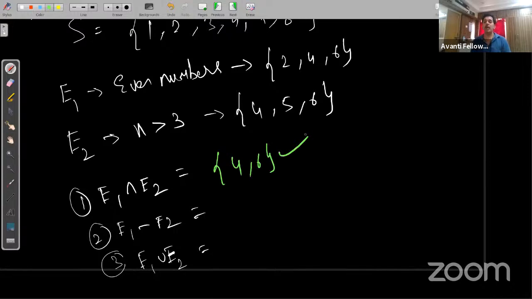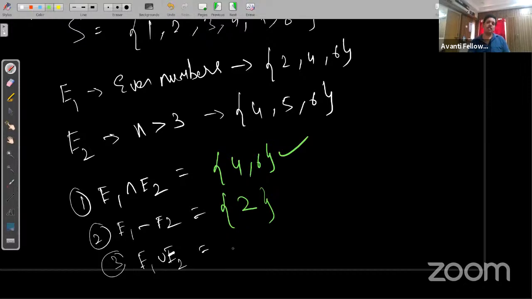Now E1 minus E2, what is the answer, guys? All the elements which are present in event 1 and should not be present in event 2. What are such elements? Very good, guys. 4 is not there, so it is only element 2. Element 2 is the only element which is present in event 1 and not present in event 2.